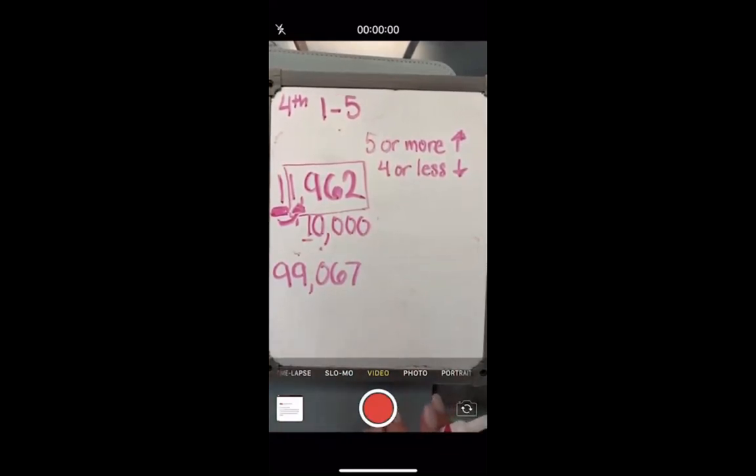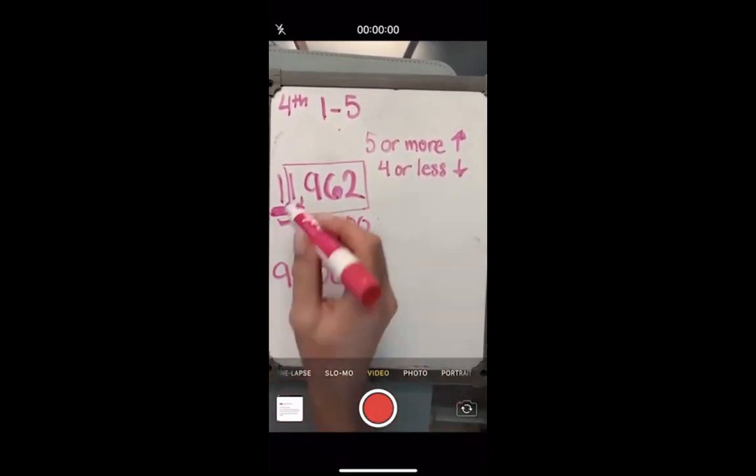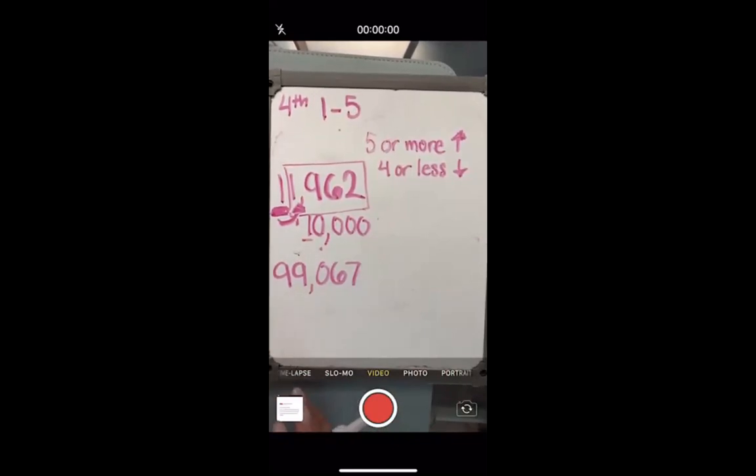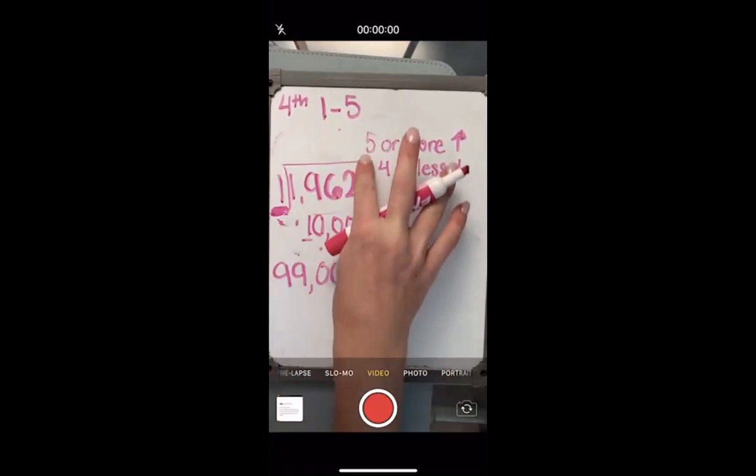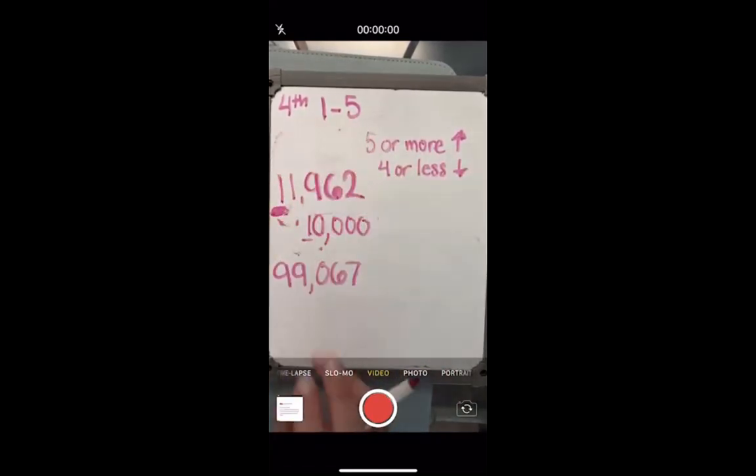I'm not going to round it with hundreds, tens, and ones connected to it. I just want it to the cleanest nearest 10,000. So I have now figured out that 11,962 is closer to 10,000 than it is to 20,000, which makes sense. So it would round to 10,000.